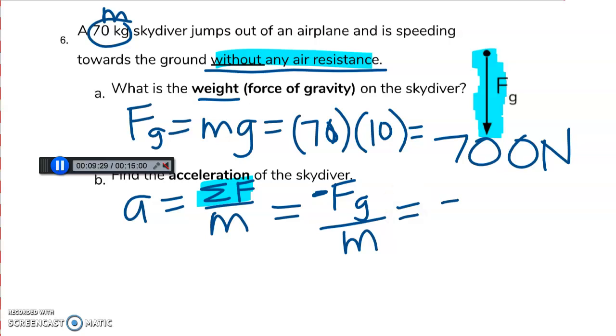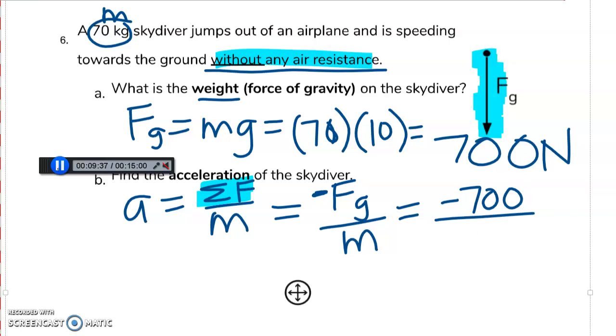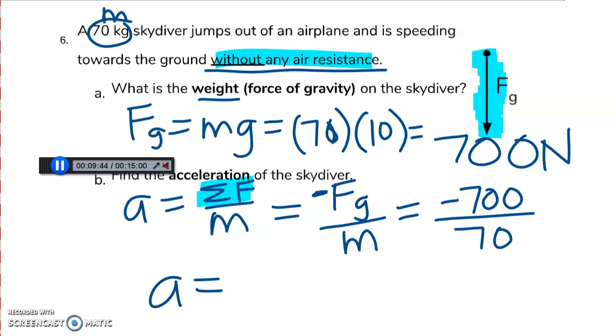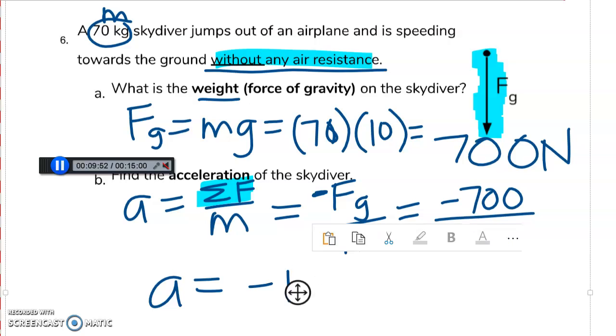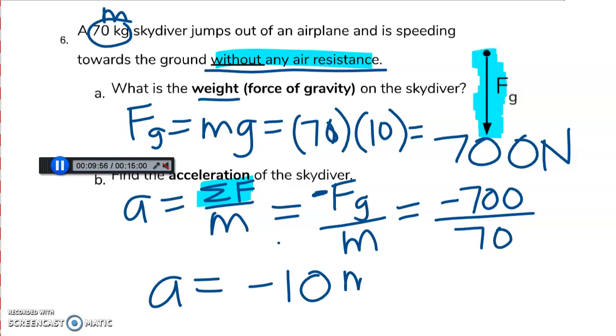So here on the top part, I can plug in the number 700 because that's the force of gravity and it's in the negative direction, and divide that by the mass, which according to the problem is 70. The final answer would be negative 700 divided by 70. I can use my calculator if I'm not sure what it is. In my head, the final answer will be negative 10 meters per second squared.